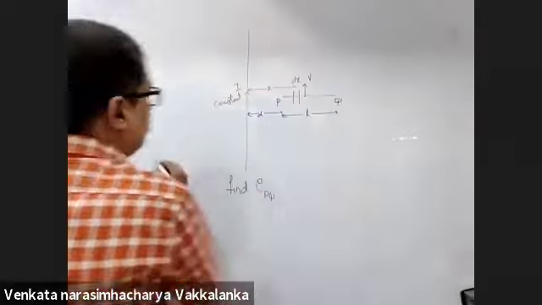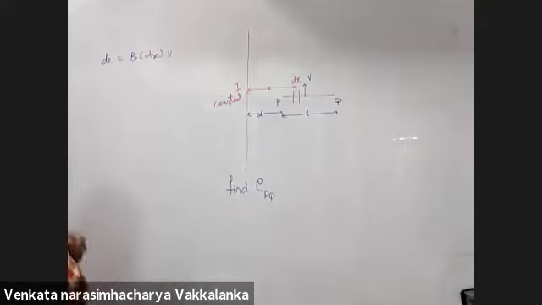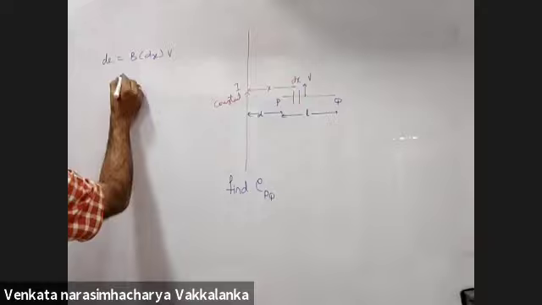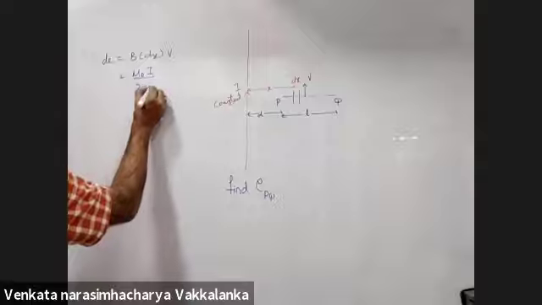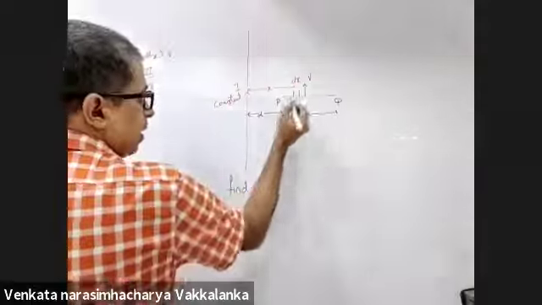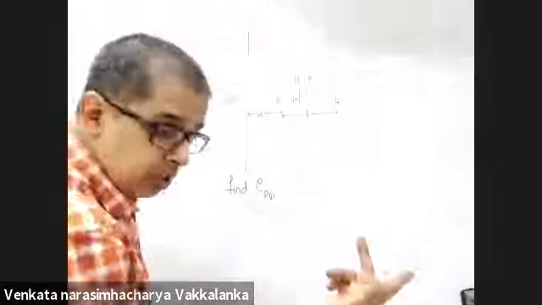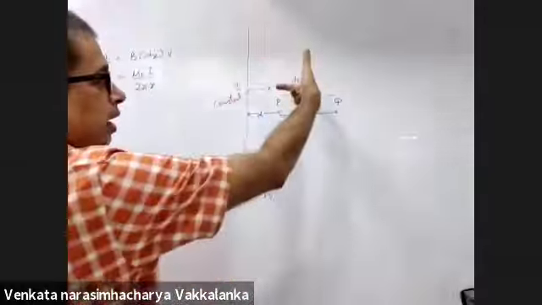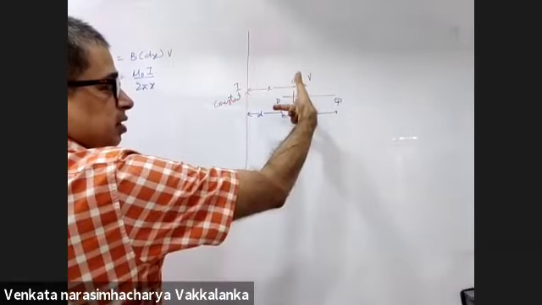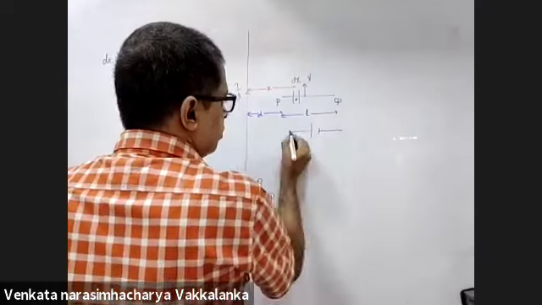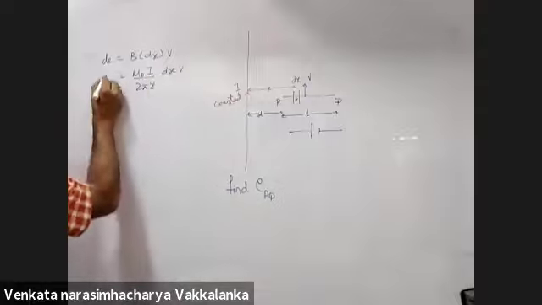Motional EMF across dx will be dBLV. Do you agree with that? Yes. Now, B is mu naught I by 2 pi x. Because of the infinite long wire, the magnetic field is perpendicular to the board, inwards. Right? For the direction of motional EMF use V, B, I: the thumb is the velocity, the forefinger is the magnetic field, the middle finger is the current. Current inside the battery will go from negative to positive. So for PQ, this will be the direction of the battery.